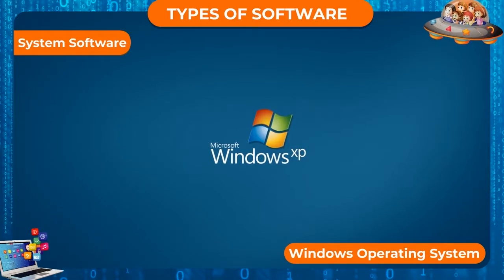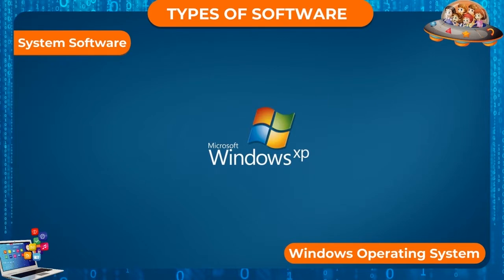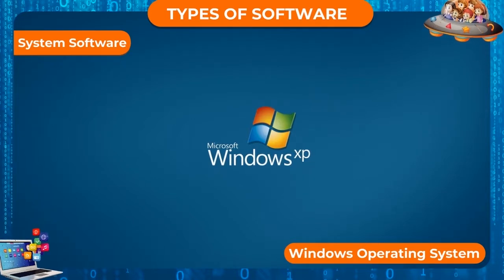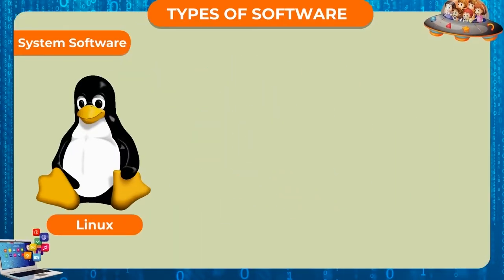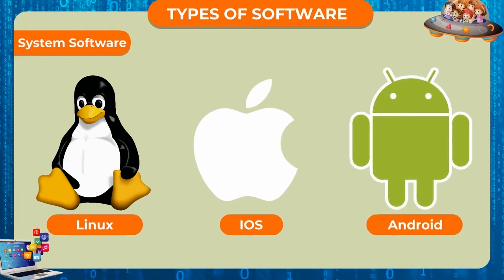Windows operating system is the most widely used operating system in the world. Some other examples of system software are Linux, iOS, Android.